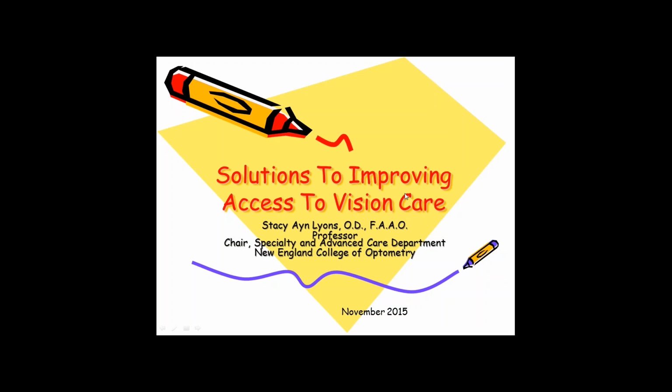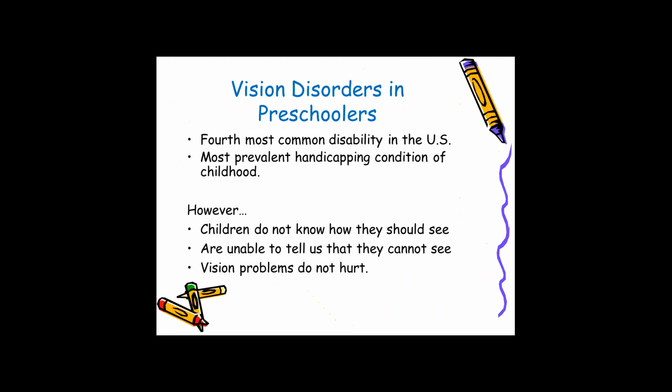Thank you, everyone, and thank you to the School-Based Health Alliance for holding this webinar and for allowing me to participate. Just to reiterate a little bit about what Bruce had just said, we know that as Bruce went through those vision disorders in young children, it is the fourth most common disability in the United States. However, what's really interesting to me about children is that they don't know how they really should see. How they see is what is normal to them. Because of this, children rarely complain of vision issues. And for the most part, vision problems don't hurt.